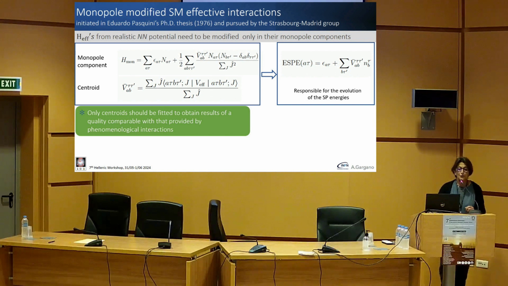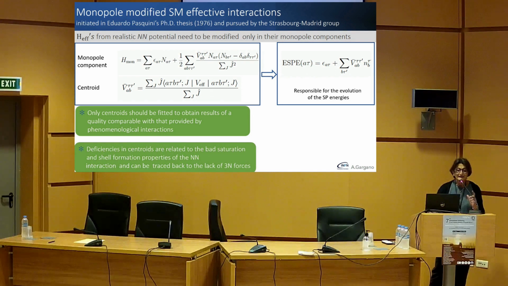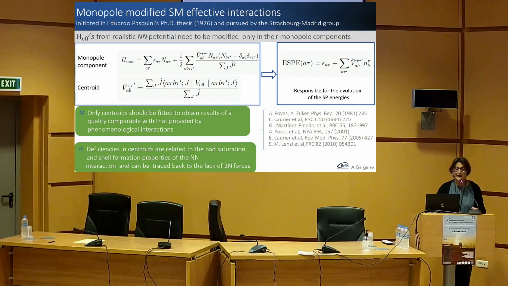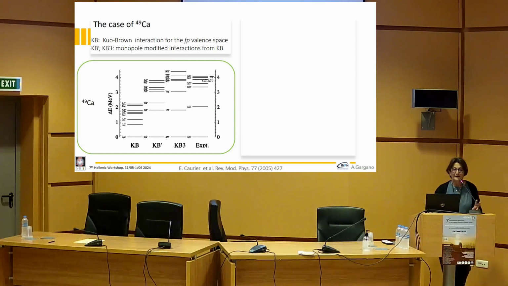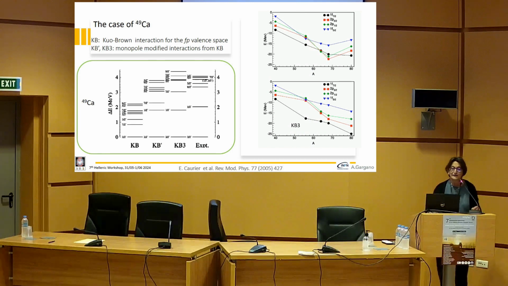This group showed that only the centroids, this one, should be modified to obtain results which are qualitatively comparable with those provided by phenomenological interactions. And this deficiency in the monopole component was related to the bad saturation properties of the nucleon-nucleon interaction, and to the need to introduce three-body forces. This is just to make it clearer that the modification is essentially to give results comparable with the experimental ones.